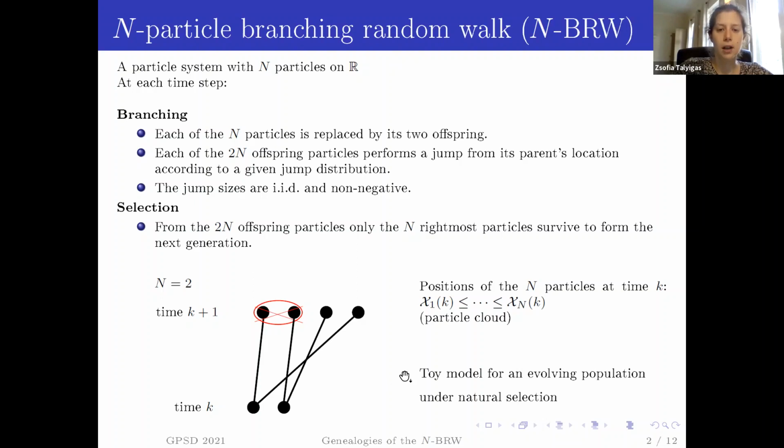Okay. Now, one of the motivations to study the N-BRW is that it's a toy model for an evolving population under natural selection. So we can think of the locations of the particles as fitness levels of individuals in a population, and then we are saying that only the fittest individuals survive and have descendants in future generations. So this is one motivation. But also purely from a mathematical point of view, this is an exciting model to investigate. And one of the reasons is that the N-BRW shows very, very different behaviors with different jump distributions.